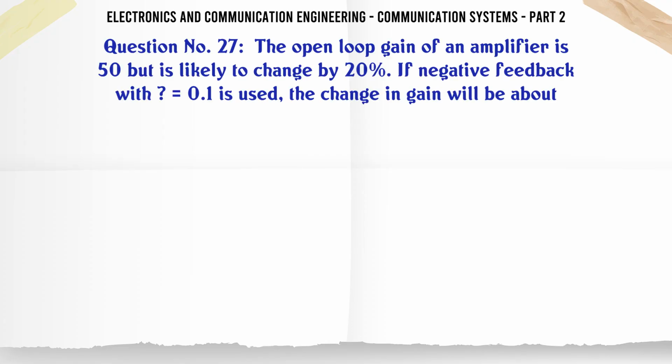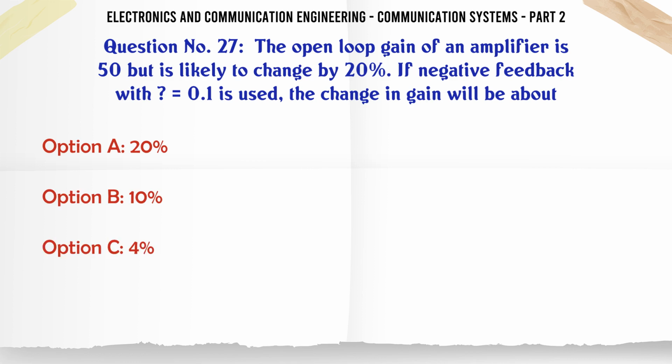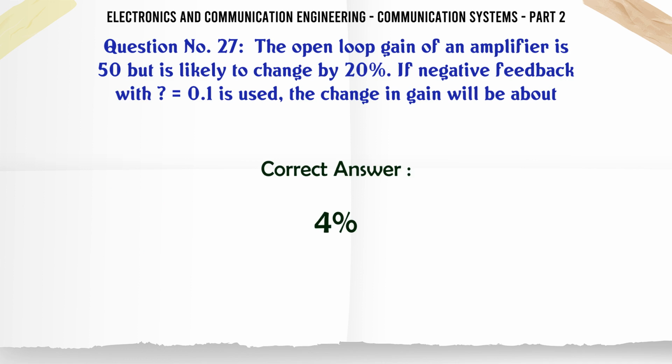The open loop gain of an amplifier is 50 but is likely to change by 20. If negative feedback with 0.1 is used, the change in gain will be about A. 20, B. 10, C. 4, D. 0.05. The correct answer is 4.